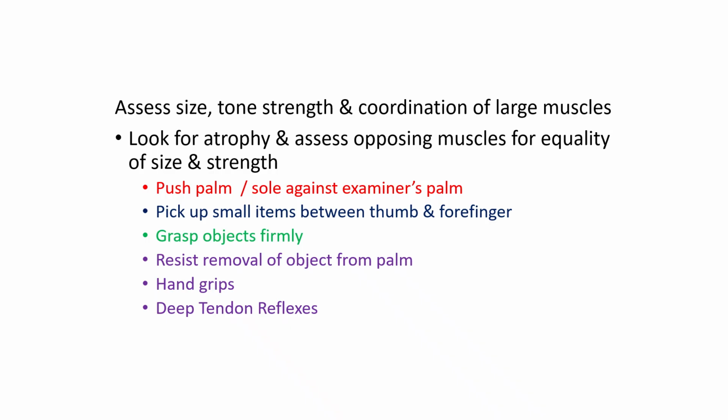Resist removal of an object. You can check hand grips, and you can check deep tendon reflexes. So in addition to general strength testing, we can assess coordination, muscle tone, and you can assess deep tendon reflexes.